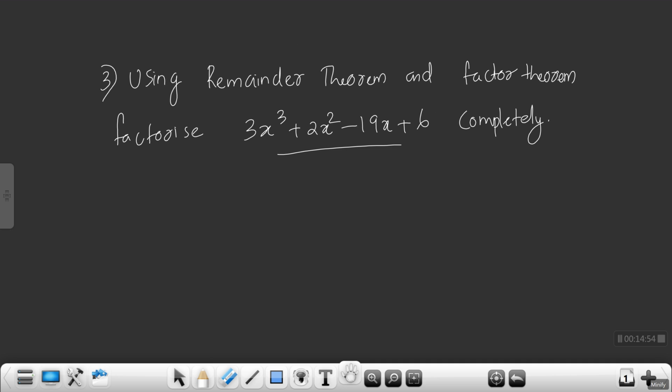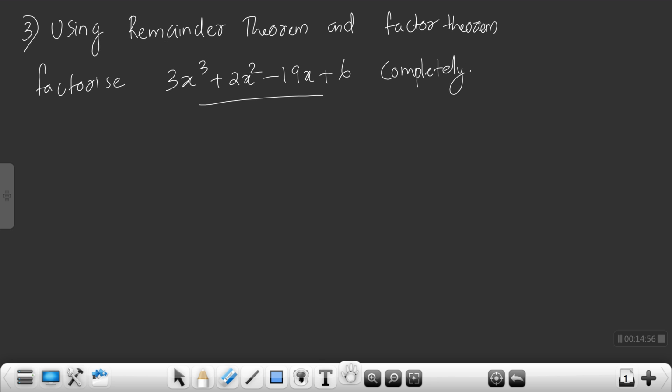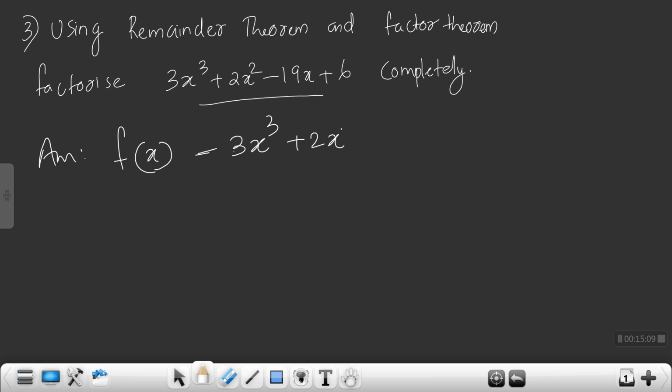In this question, no factor is given. We want to find it. First, we want to find one factor of the given polynomial. For that, first we write our f of x. Our f of x is 3x cube plus 2x square minus 19x plus 6. For finding one factor of the given polynomial, using trial method we can find it. Using trial method, for that, first we find f of 1, for checking whether x minus 1 is a factor.